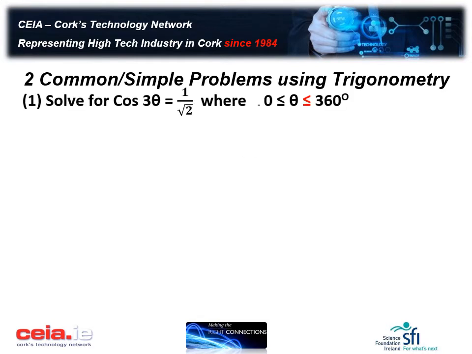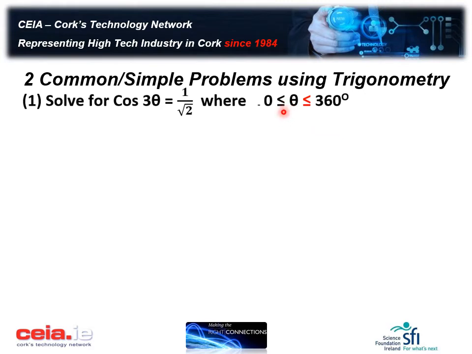So let's take a look at the first example. Solve for cosine 3 theta equals 1 over root 2, where theta is between 0 and 360 degrees. Given that they have mentioned the range in degrees, it looks like they want us to work in degrees and perhaps give our answer in degrees on this occasion. Take special note of the range.